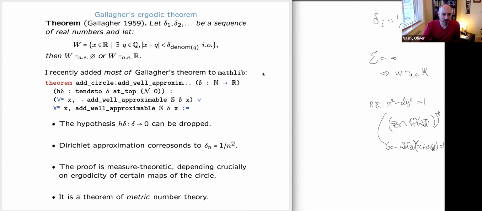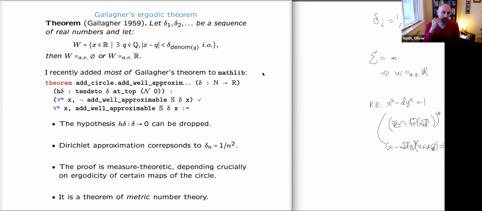So anyway, that's all just to say the hypothesis here, H delta, can be dropped. If it weren't for the Mathlib 4 port, I'd probably have done it, but I don't want to keep adding to Mathlib 3. I already said Dirichlet's theorem corresponds to delta n being 1 over n squared. So in a sense, this is a generalization, and it's measure theoretic. How do you prove a result like this? Hopefully I'll give you a sense by the end of the talk, but it depends on ergodicity, which you may or may not know.